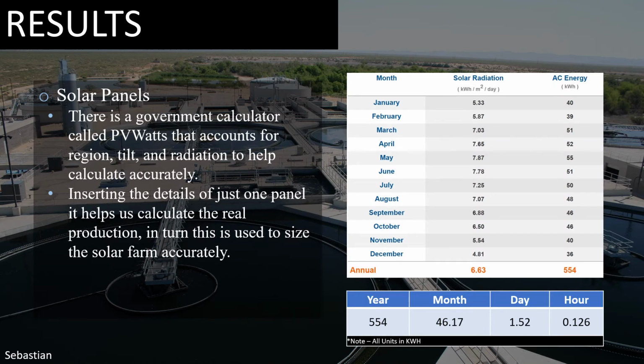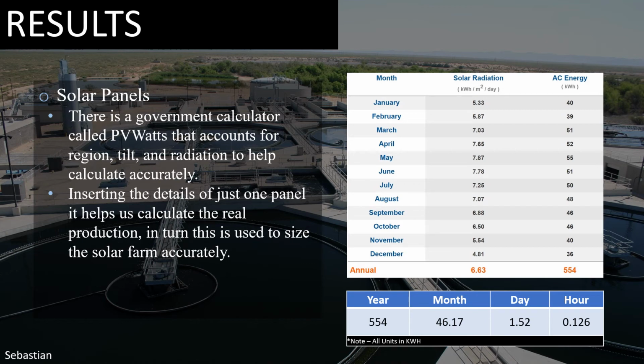For the solar panels, this is where it got different. We selected 1 solar panel, and we saw how much 1 solar panel can produce. We found this website called PV Watts. It's a government website that helps you calculate the almost exact amount of power produced per year and month.